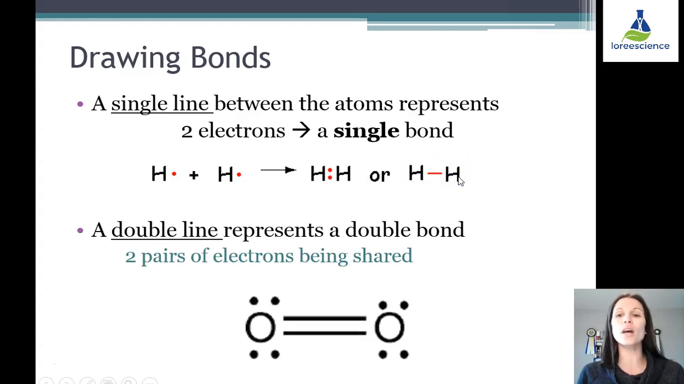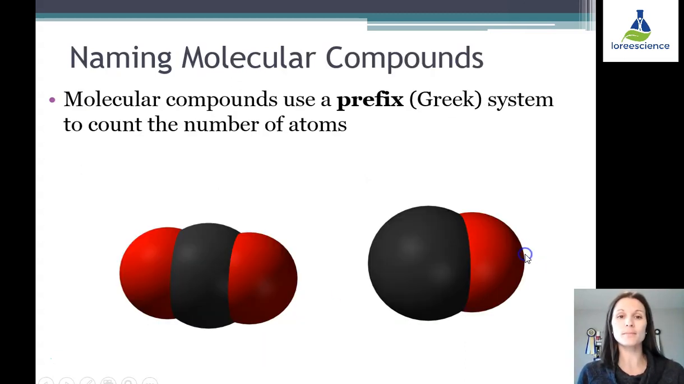So if you want to draw a double bond, you would draw 2 lines because there are 4 electrons total being shared. Don't forget when you are drawing diagrams to put in those electrons that are not involved with the bond as well. So how do we name molecular compounds?